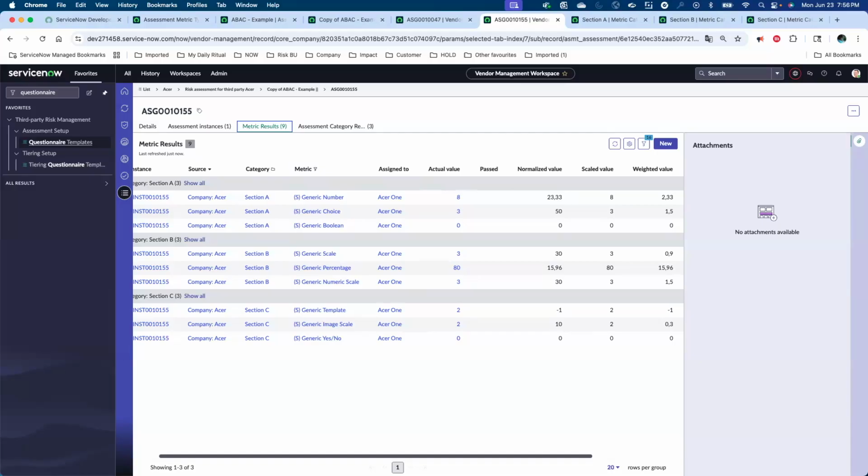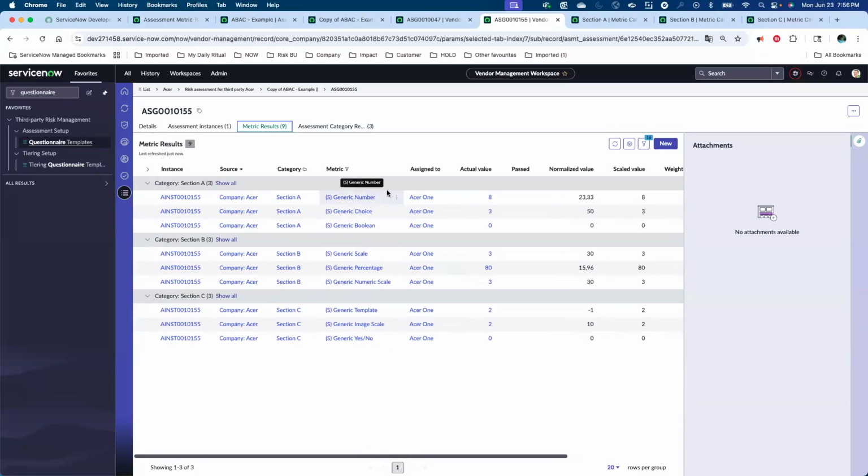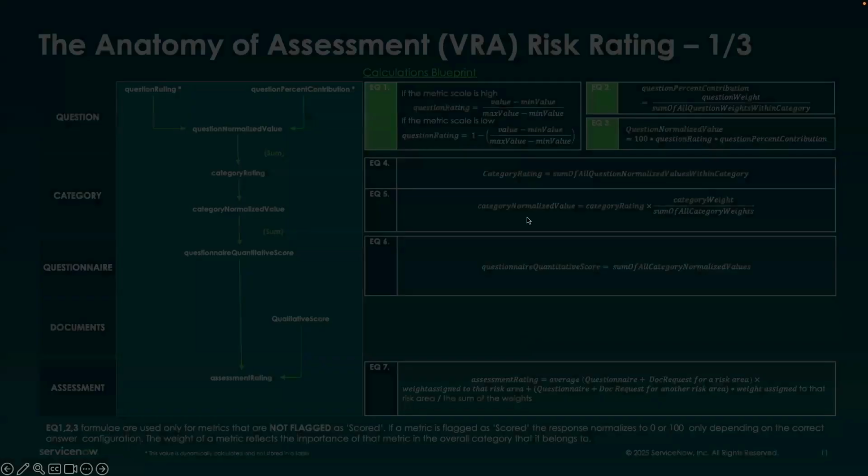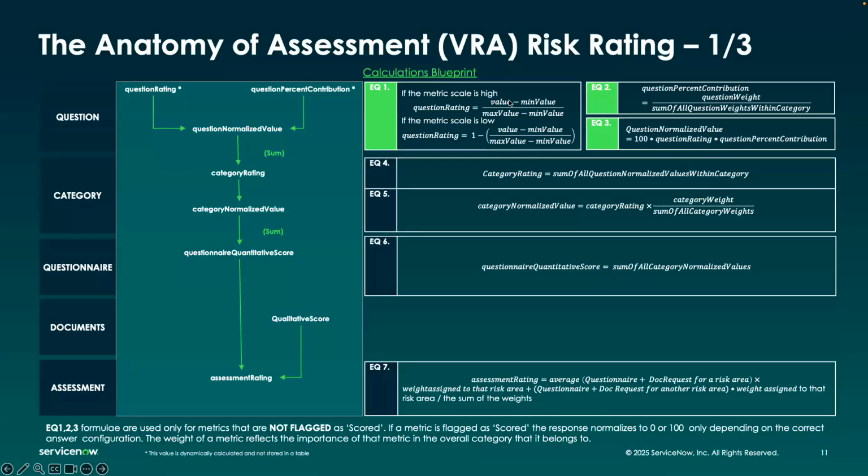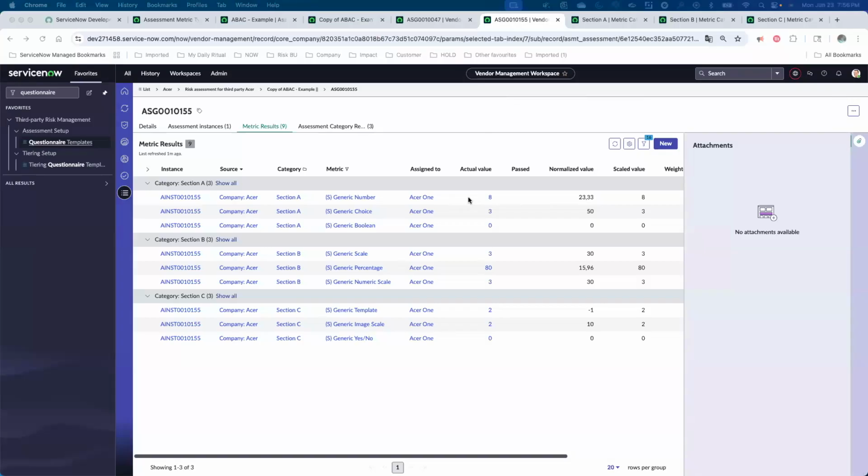So if I apply this calculation blueprint, let us also note the weight of this because we are going to be needing that. Let's start with the calculation blueprint. The value is 8, the minimum value of number is 1. So 8 minus 1, 7. Maximum is 10. 10 minus 1, 9. So 7 by 9. So taking a quick note of that, 7 by 9.